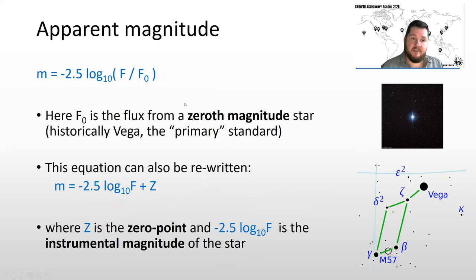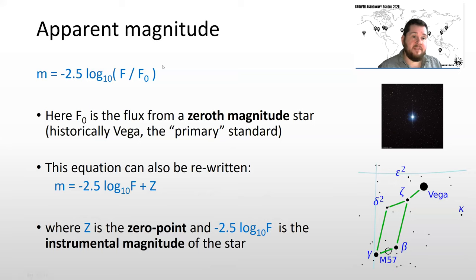So F0, as I said, is the flux from a zero magnitude star. Traditionally, for our zero magnitude star, we use Vega. So Vega is a bright star visible in the sky. Here is an image of Vega, a very bright object. Here is its constellation, Lyra. So Vega is Alpha Lyrae. It's the brightest star in that particular constellation. And we say by definition that Vega has a magnitude of 0. This is the primary standard that we hang our photometric system on. It has a magnitude of 0 in every wave band. So it has a V band magnitude of 0, a B band magnitude of 0, an R band magnitude of 0, and a Sloan g magnitude of 0, by definition.